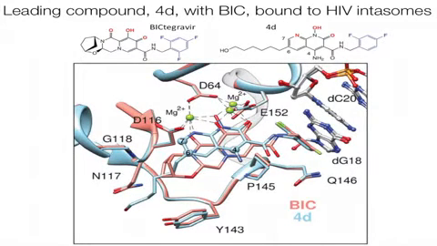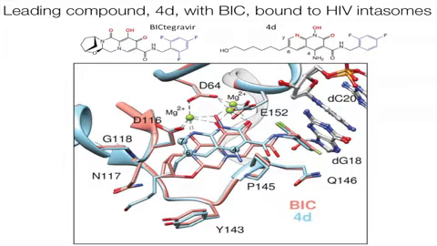Here we show how the binding mode of bictegravir compares to that of the compound 4D. Now, as I mentioned earlier, 4D is a developmental compound. It's synthesized by our NIH collaborators, the group of Terry Burke, in collaboration with the group of Steve Hughes. 4D is a leading preclinical candidate, and in fact it has higher potency than bictegravir against many drug-resistant variants.